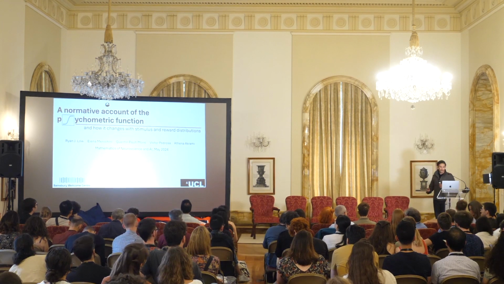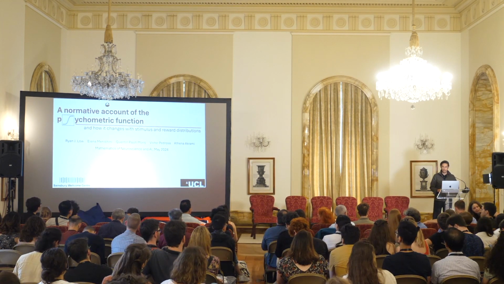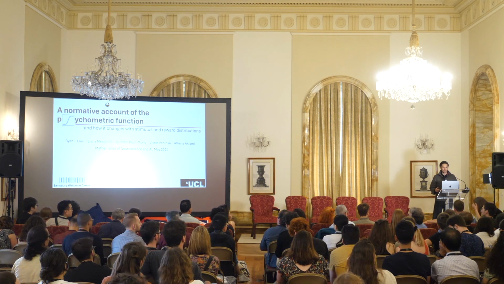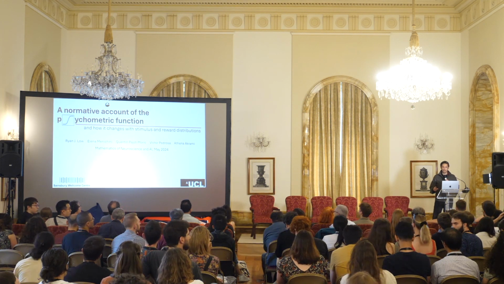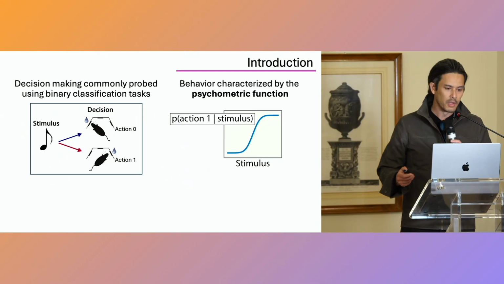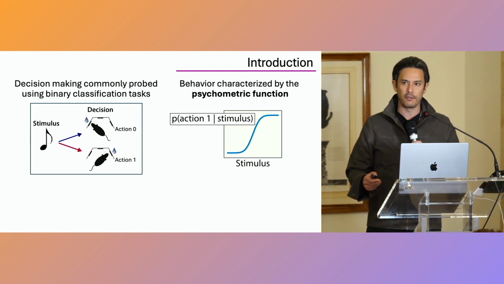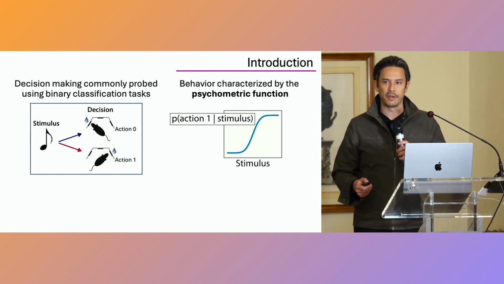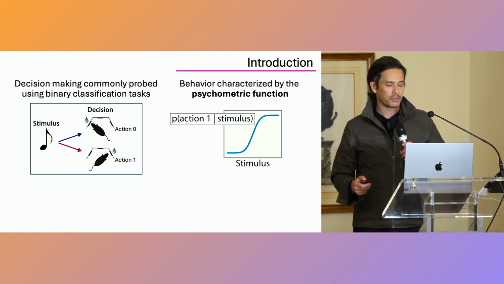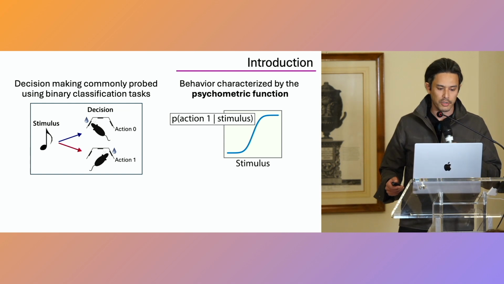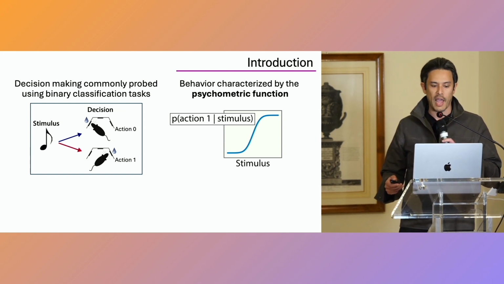Hi, I'm Ryan, and today I'd like to look a little bit closer at a ubiquitous tool that is used to study decision-making in human and animal subjects. So decision-making experiments will often use a distilled down type of behavioral experiment that is pretty much akin to binary classification. And behavior is typically quantified using the psychometric function, which measures the probability of a particular action given the stimulus.